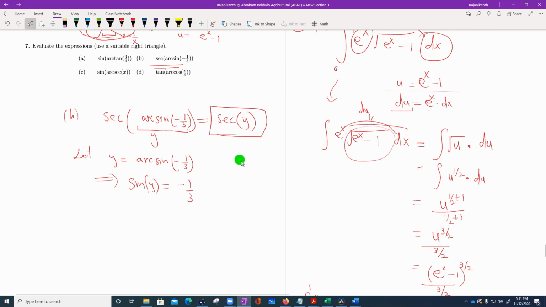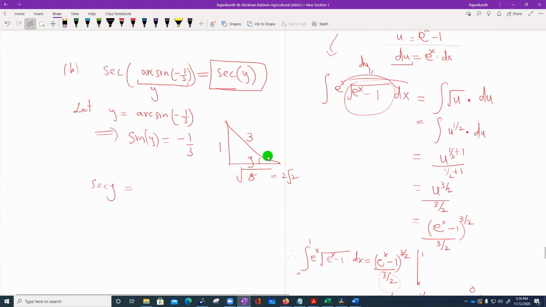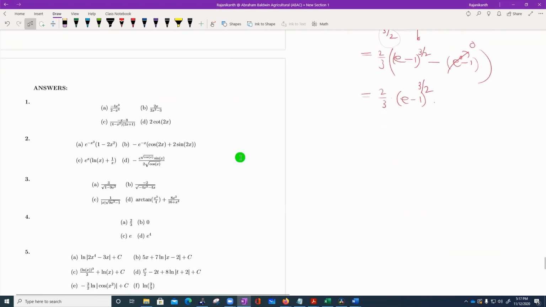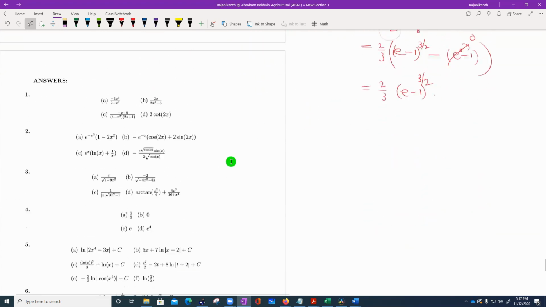Now if you look at 3 over 2 square root 2, you need to multiply by square root 2 on top and bottom. Yes, now we are good. So we are getting the correct answer.